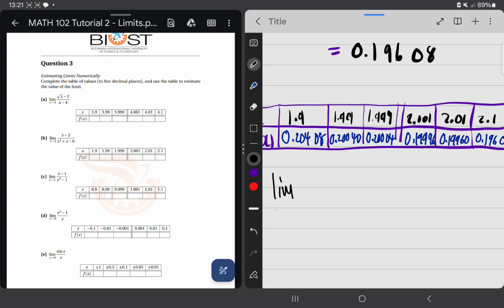So I can say the limit as x approaches 2 of x minus 2 all over x squared plus x minus 6 is going to be 0.20000. This is going to be the limit. And once you get this, you're going to be done. And this is going to be the solution.